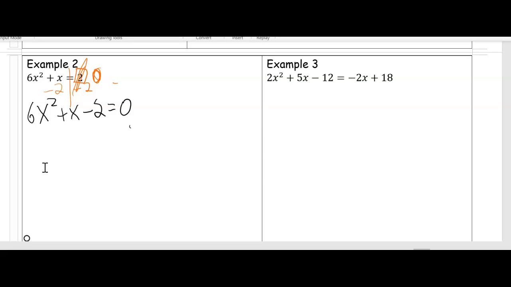So work on the first number. 6 is who times who? It can be 1 times 6. And negative 2 can be 1 times negative 2. And check it. 1 times 1 is 1. 6 times negative 2 is negative 12. Add up is negative 11. But we want positive 1. So this pair of combination doesn't work. So we need to try again.